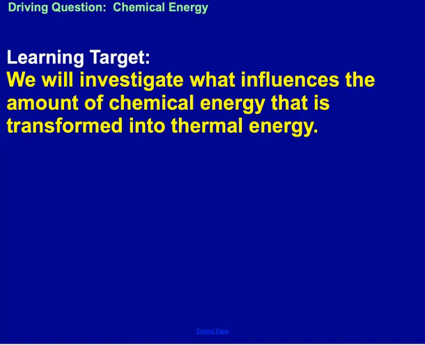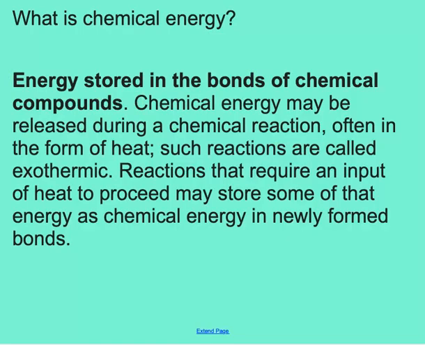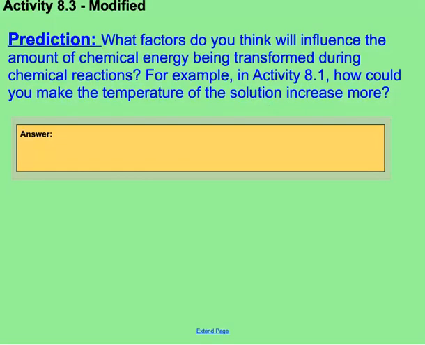And when we start talking about chemical energy, well, remember, it's energy stored in the bonds of chemical compounds. That's basically what chemical energy is. And chemical energy may be released during a chemical reaction, often in the form of heat. Such reactions are called exothermic. Reactions that require an input of heat to proceed may store some of that energy as chemical energy in newly formed bonds.